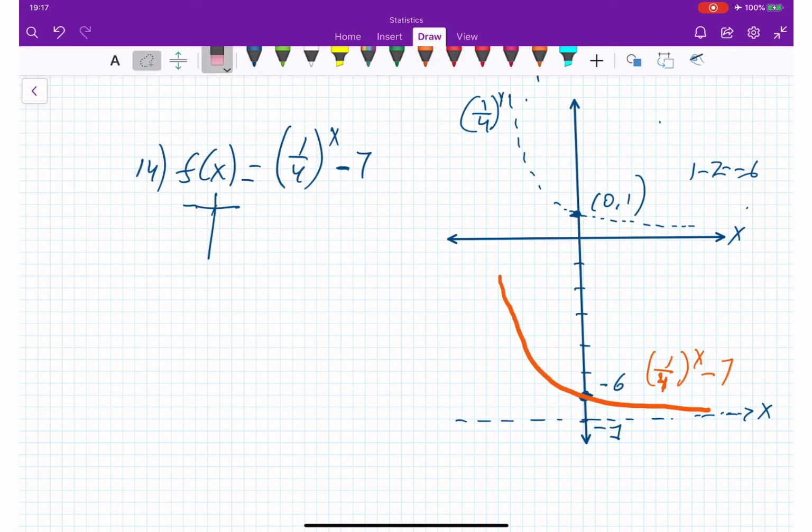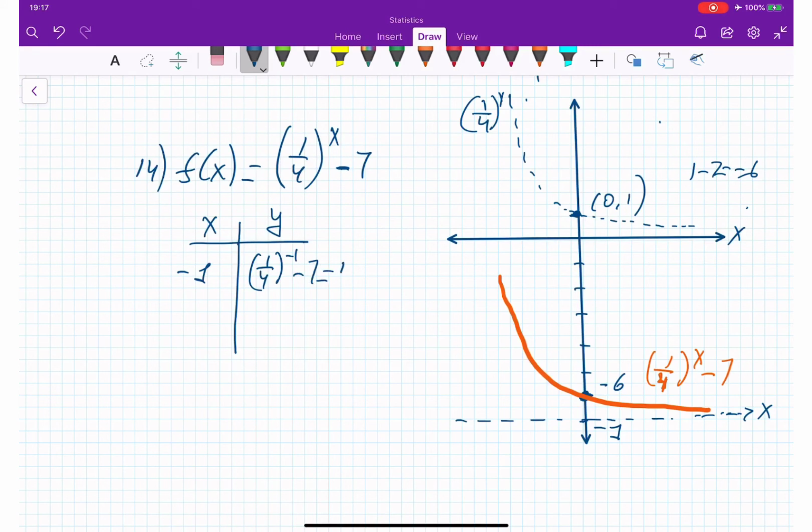So let me show you by points. If this is x, this is your y. So if x is equal to negative 1, then y is going to be 1/4 to power negative 1 minus 7, which is going to be 1/4 to negative 1, it's going to be 4, right? Minus 7, it's going to be negative 3.